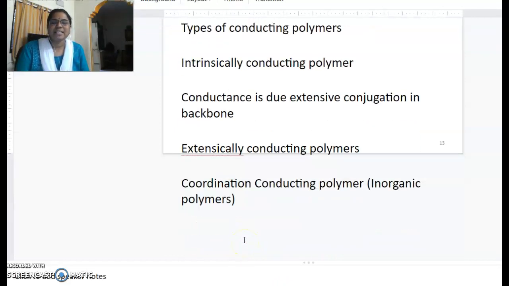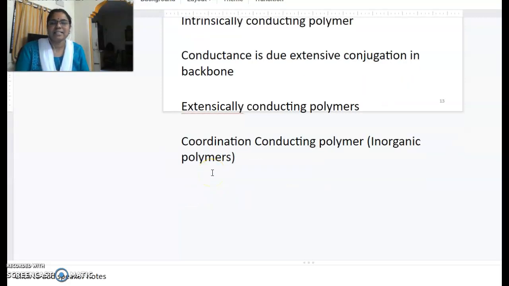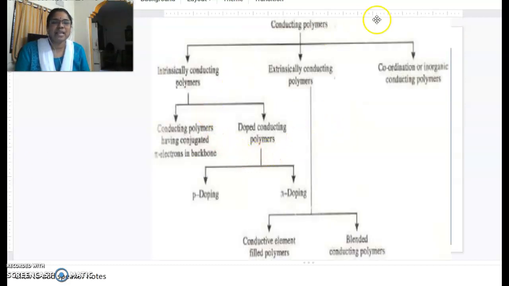The second one is the extrinsically conducting polymer, which is nothing but, by using external reagents, the polymer starts conducting. Right? So suppose coordination conducting polymers or inorganic polymers, whatever it may be, if you add some external reagent so that it starts conducting, that is about extrinsically conducting polymers. This can be shown with the help of a schematic representation, right? Conducting polymers, intrinsically and extrinsically. The extrinsic one is secondary. We are not using that one to a greater extent, right? That is coordination or inorganic.